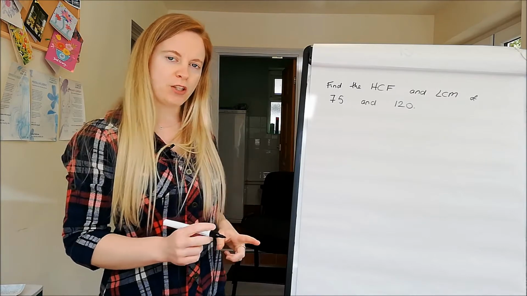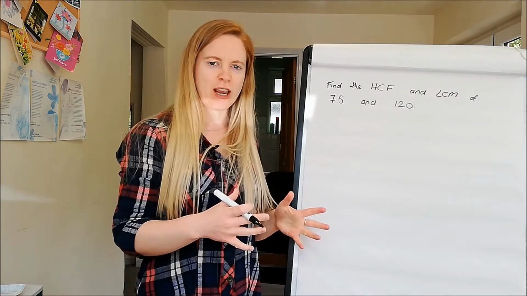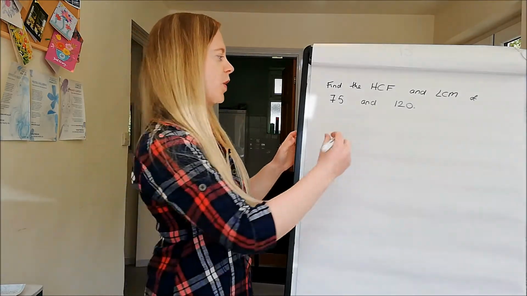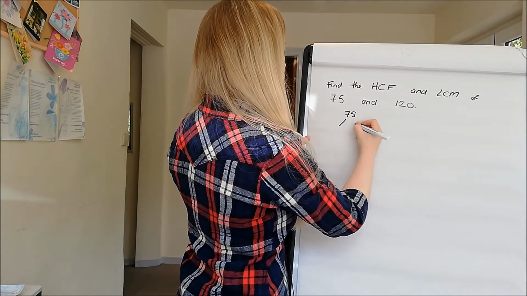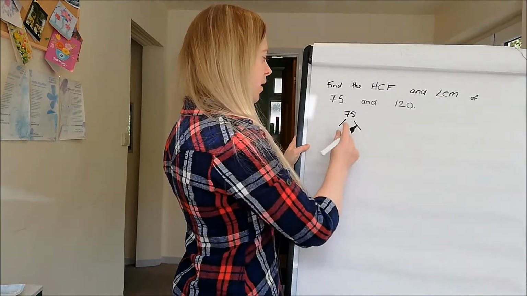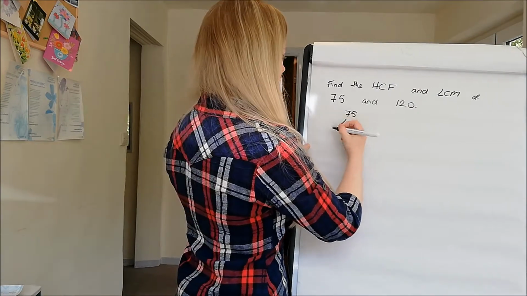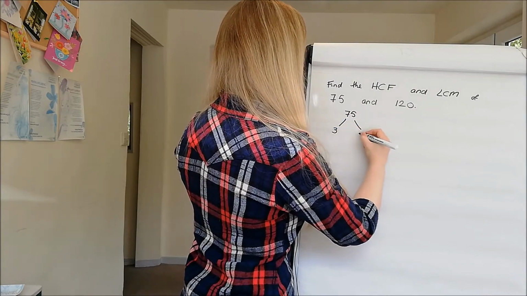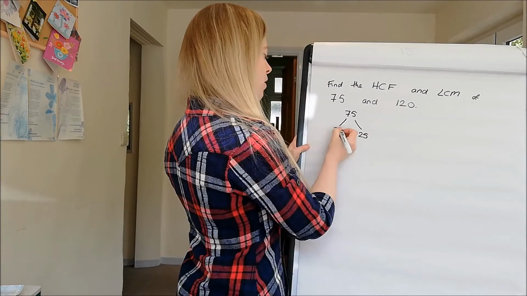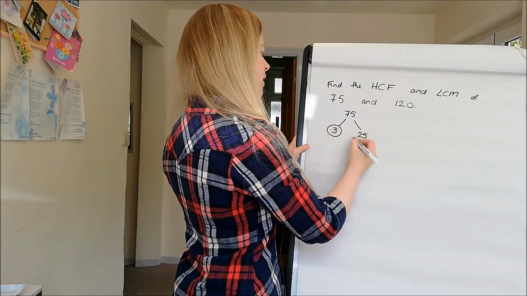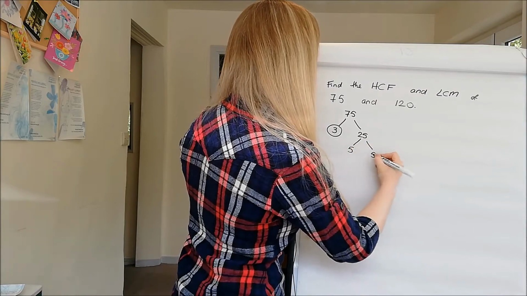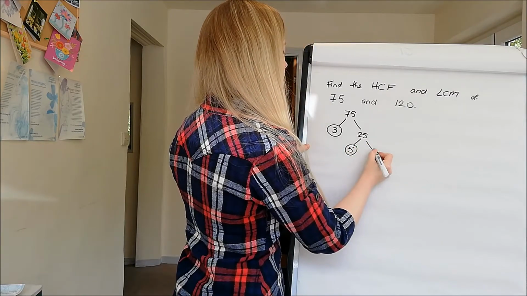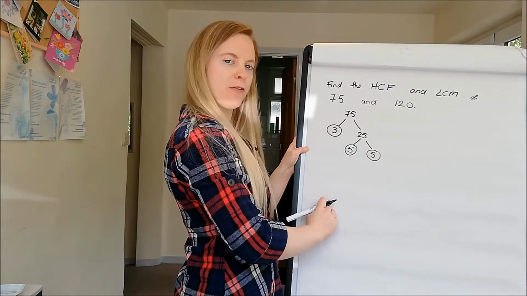Right, so what we do first of all is we make a factor tree for each of those numbers. So if I break 75 down into a product of its prime factors, 75 is equal to 3 lots of 25. 3 is prime and 25 isn't. So I break 25 down further into 5 and 5.